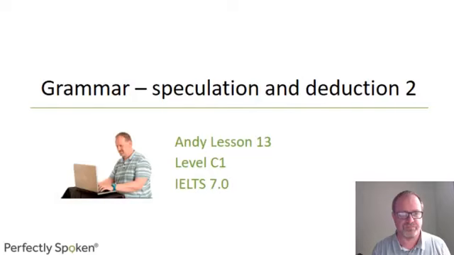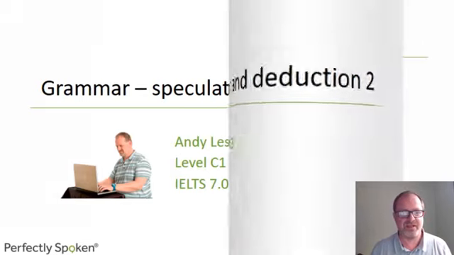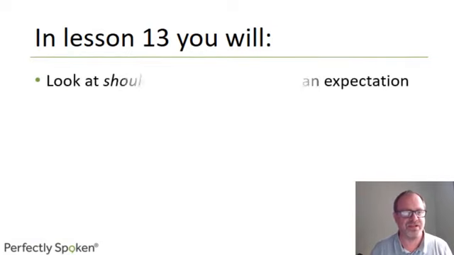This is lesson 13 in the course on the grammar of speculation and deduction. This is the second lesson on this subject. In the previous lesson, lesson 11, we looked at predominantly modal verbs to do with speculation. And we've got one more to look at, which we'll do in this lesson. And then we'll look at adverbs and adjectives as well. So here's a brief summary of what we're going to look at.